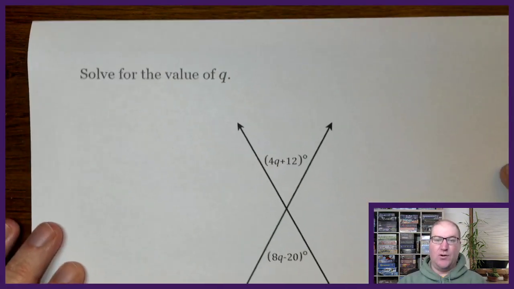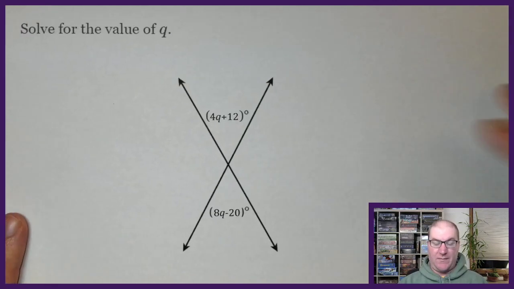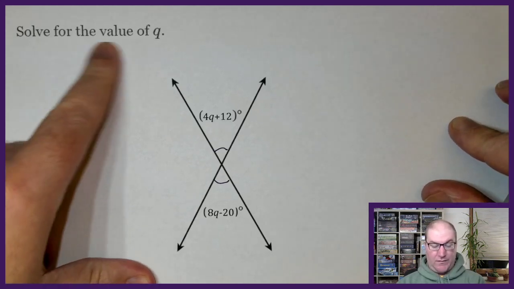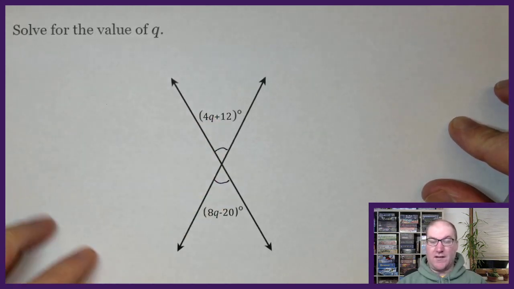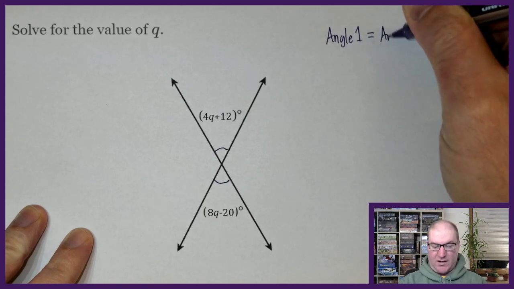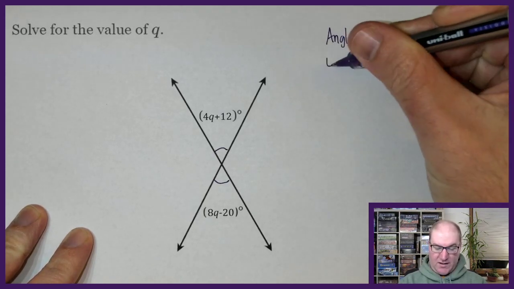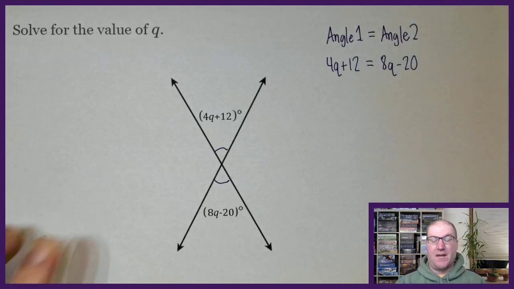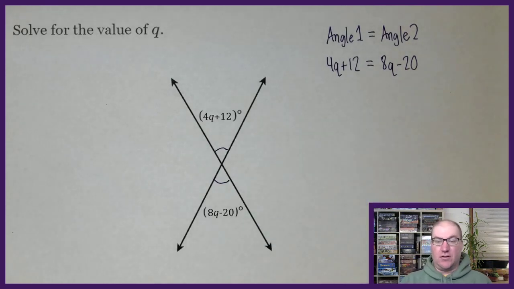So let's move on to another example here. What we're going to have here is an example where this time the angles are vertical, right? This angle and this angle are the same. So these two angles do not add up to 180. And when I set up my equation, I should not say that angle 1 plus angle 2 is equal to 180. Rather, if I want to find the value of q for both of these angles, what I'm going to need to do is say that angle 1 is equal to angle 2. So I need to say that 4q plus 12 is equal to 8q minus 20. And I can say that because they're vertical angles, and vertical angles are always the same.